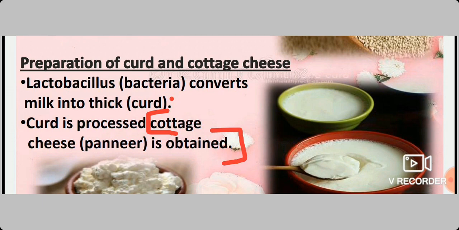The curd gives a sour taste. When curd is processed, we will get cottage cheese. We will obtain paneer. Okay, have you tasted paneer recipes? So you all know about paneer. This paneer, which is cottage cheese, is obtained from the curd. So because of this Lactobacillus bacteria only. So bacteria is useful in this process.